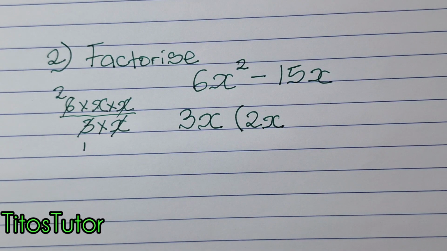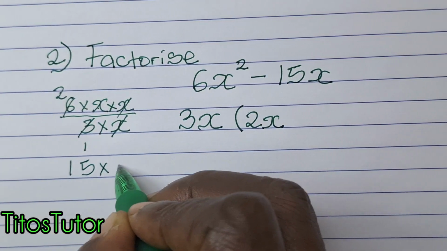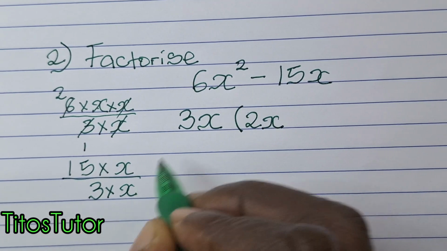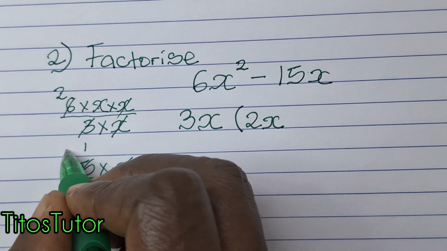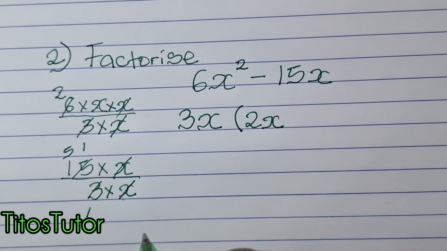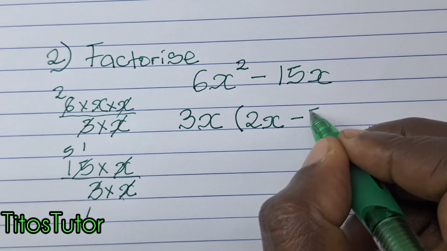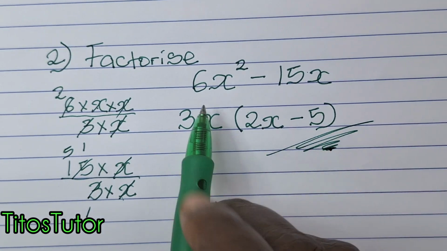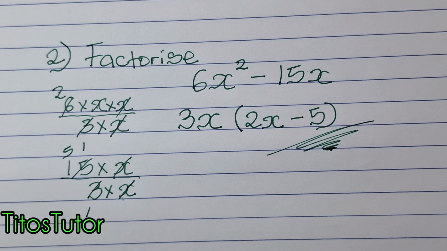I'm factorizing. I'll do this divided by this again. So that's 15 times x all over 3 times x. This divided by this, so you know what's left in your bracket. 3 here 1, 3 here 5. This x cancels each other, so I'm left with only 5 over 1, which is 5. But remember there's a negative sign here, so it's going to be minus 5. This is the factorized form of 6x squared minus 15x, and I am done.